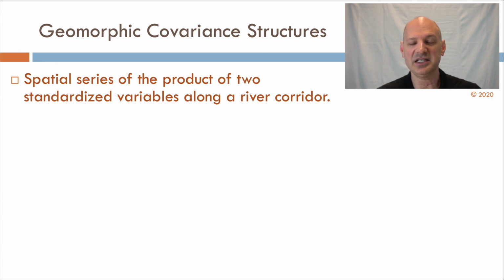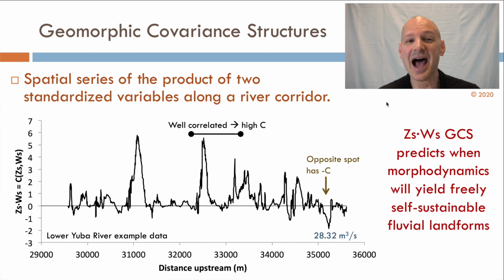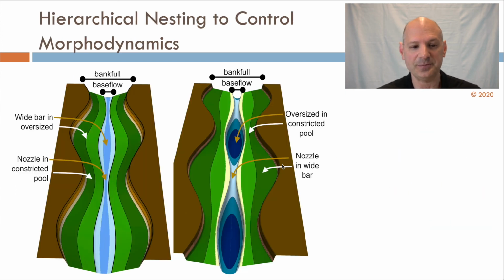A GCS is a spatial series of the product of 2 standardized variables along a river corridor. So for example, if I take the width and bed elevation and multiply them together after standardizing them, then I get a series like this. And this series is diagnostic of the kinds of morphodynamics that are present. When you've looked at these enough, you immediately know for a particular channel type whether a river has a degraded or naturalized GCS and what you need to do to restore that.